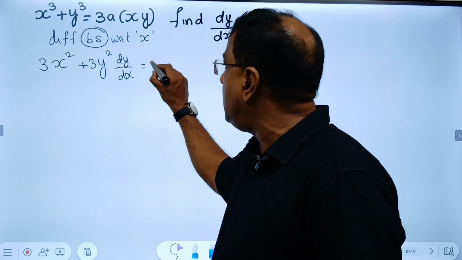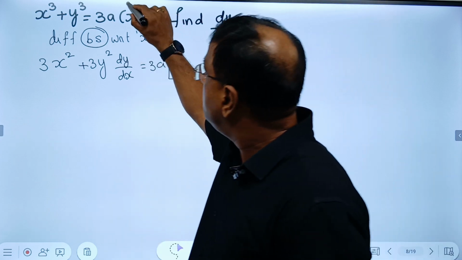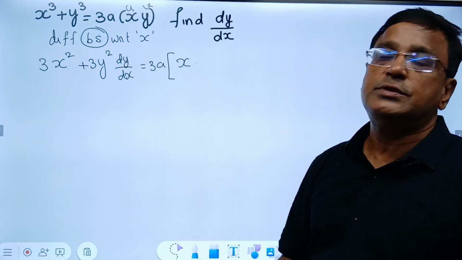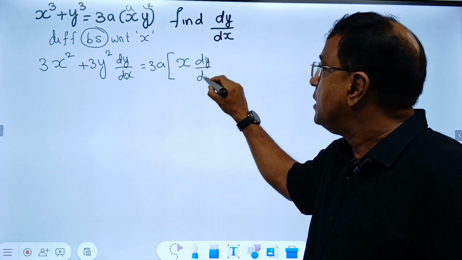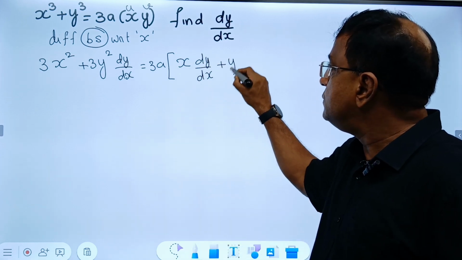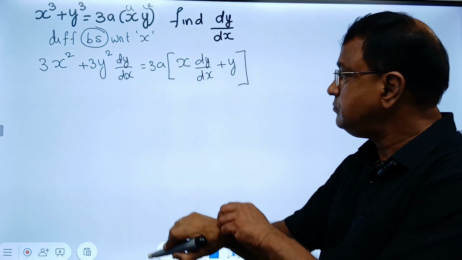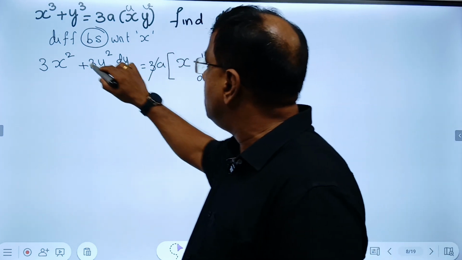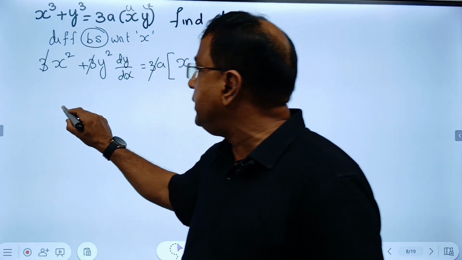Now 3a is a constant, and I am using product rule. What is product rule? This is u and this is v. U into, what is differentiation of y? Differentiation of y is dy by dx plus v into, what is differentiation of x? Differentiation of x is 1 with respect to x. Correct? Now what we do? We cancel the 3 throughout. Simple job. Now group all the dy by dx together.